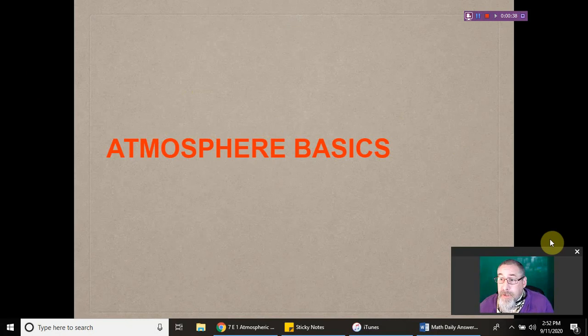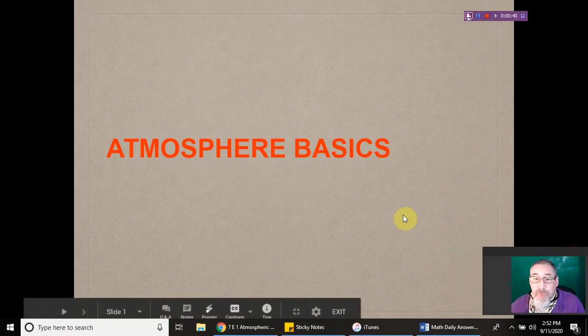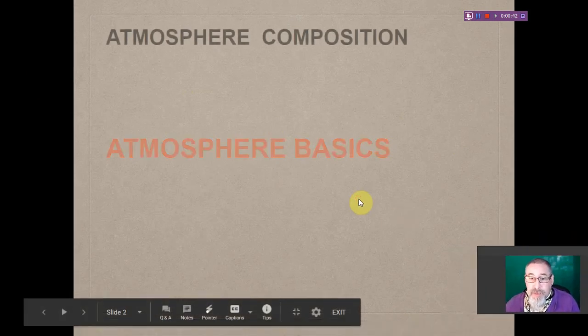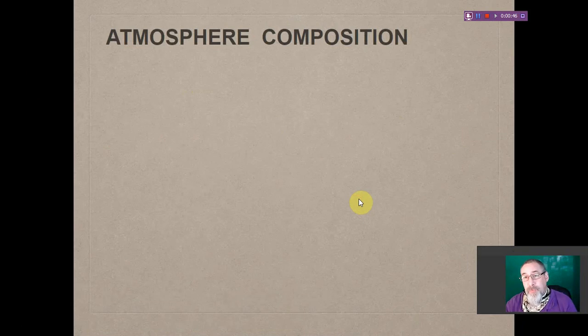So we're going to get going on this. So we have the atmosphere basics. Atmosphere composition. This is what we breathe, what it's comprised of, all the parts of it. But there's 4 specific parts that you will have to know.